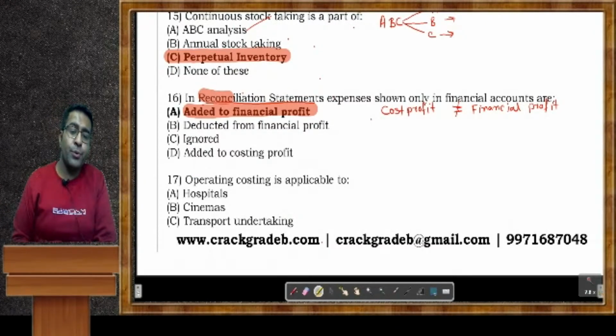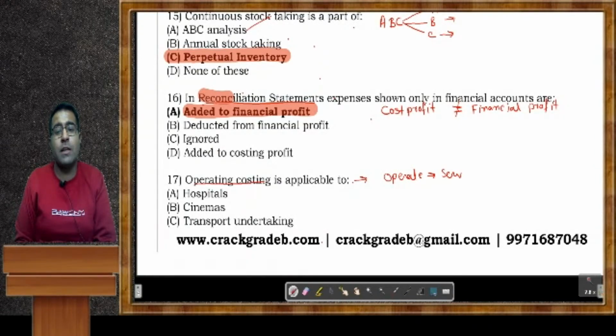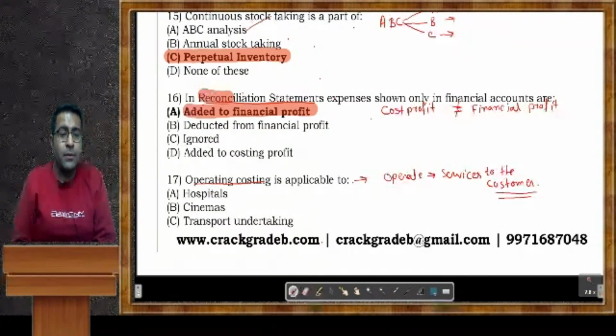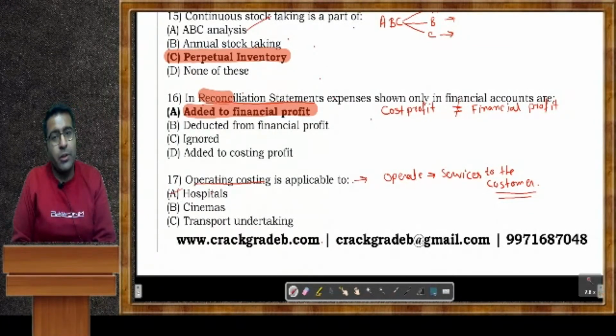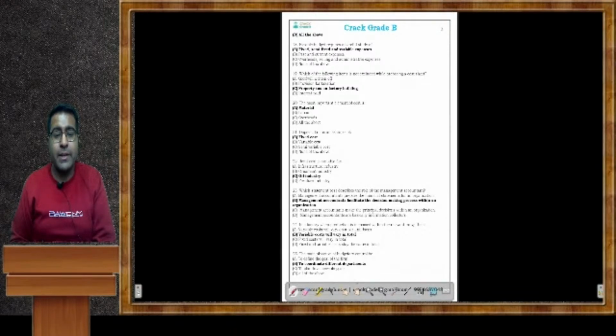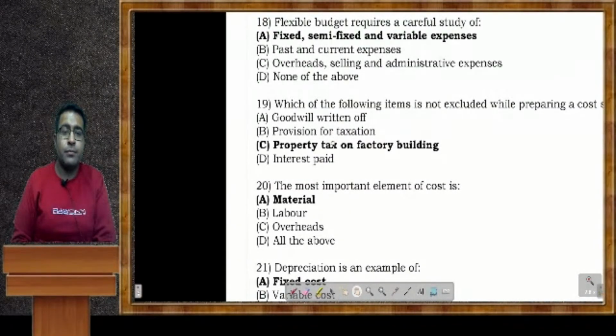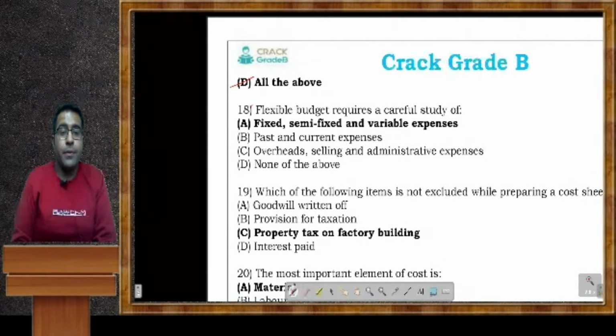Operating costing is applicable to... First of all, what do you mean by operating costing? Where we are providing different types of services to the customer, it is regarded as operating costing or service costing. In hospitals, treatment of patients is done, so they are providing services. In cinemas, the multiplex and movie services are given to the customer. Transport companies are providing transport services. So the answer is all of the above. Okay.